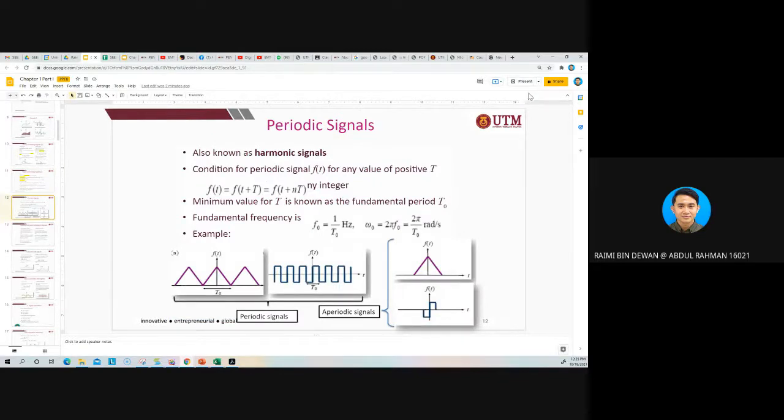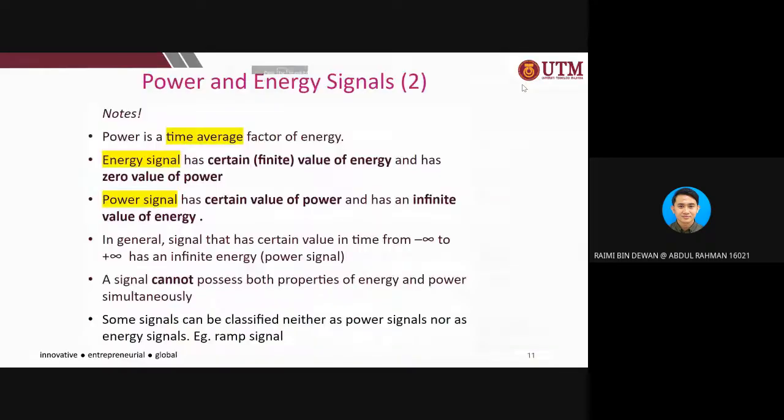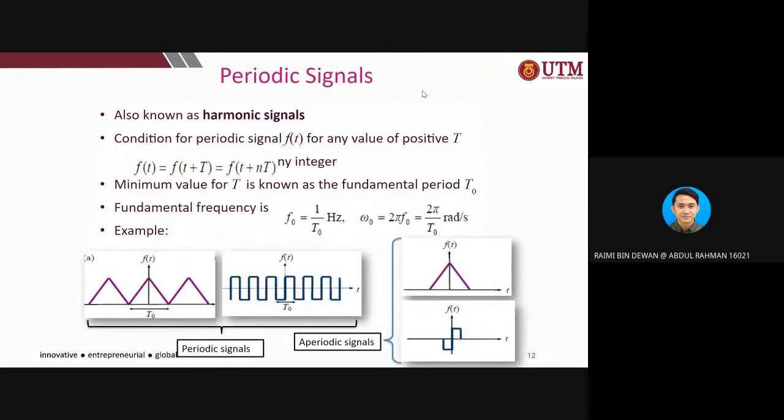Now next we go to what we call a periodic signal. Listen. A periodic signal is actually harmonic. When we refer to harmonic, it means that it is a periodic signal, it is repeated. So the condition for a periodic signal is f(t) equals f(t plus T), and f(t plus nT), where n is an integer. The minimum value of T, which is one complete period, is known as the fundamental period, T naught.